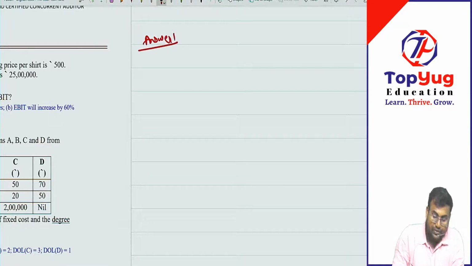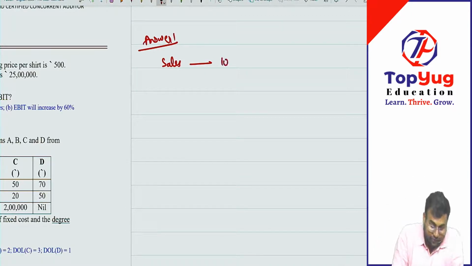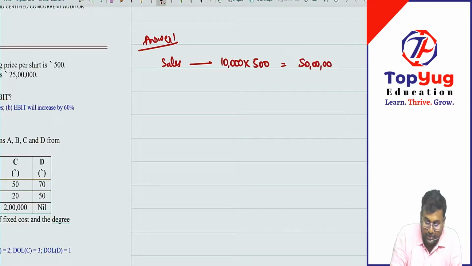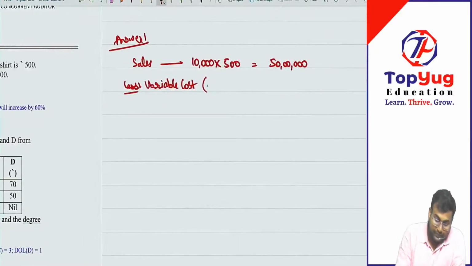Answer 1. So income statement, that is sales. How much would be the impact? Yes, the sales would be 10,000 into how much? 500. So how much is the cost, sir? Total 50 lakhs is the total sales volume less variable cost. So that would be how much? That variable cost per shirt is 200. So 10,000.